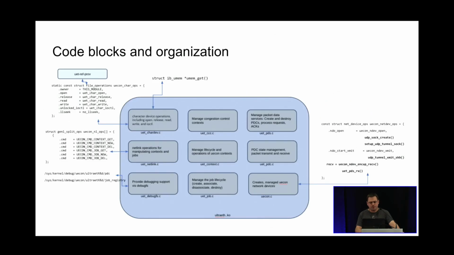This is a more detailed view of the same. If you take a look at the RFC patches, you can make better sense of this diagram. It's how the code is split right now. We have the UECon-C, which is the network device, which manages the UDP tunnel device. It has its own netlink configuration. We have the job code, which manages the job lifecycle, which means create, associate, disassociate, destroy, and so on.